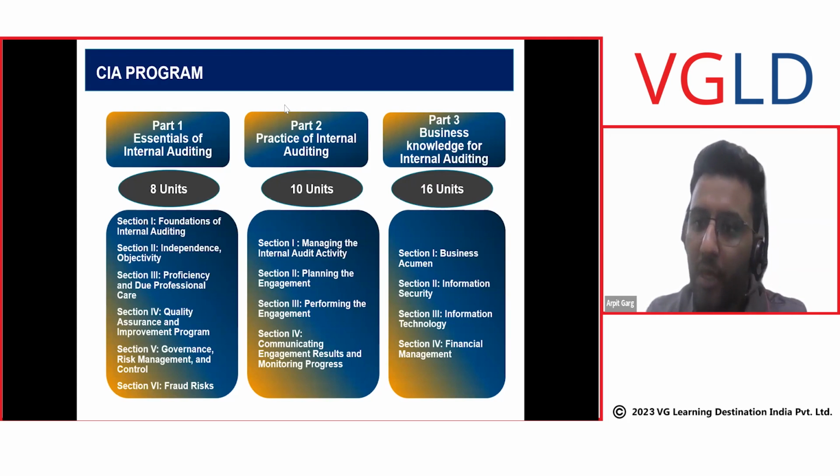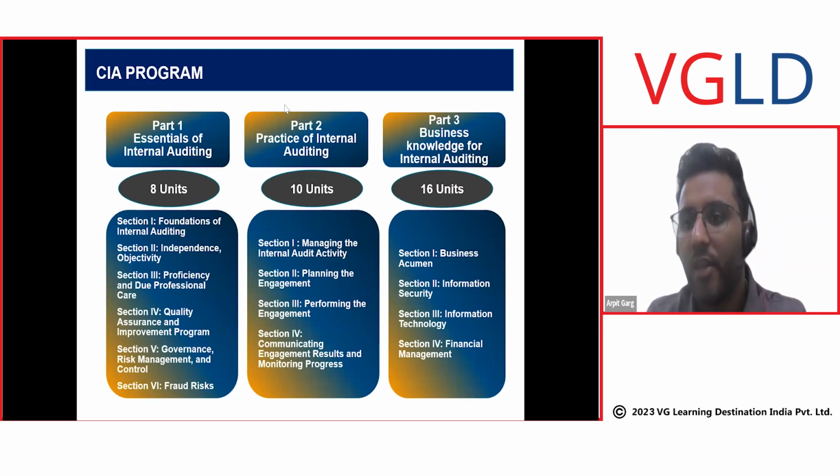Exactly is what we're going to learn in part 2. It's purely practical, in terms of what we do practically in life if we are an internal auditor, as part of the part 2 coverage. Folks, part 3 is where we talk about business knowledge for internal auditing, where we understand concepts like business acumen, which is on the management theories.